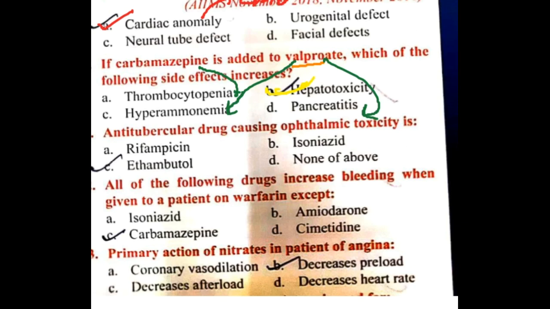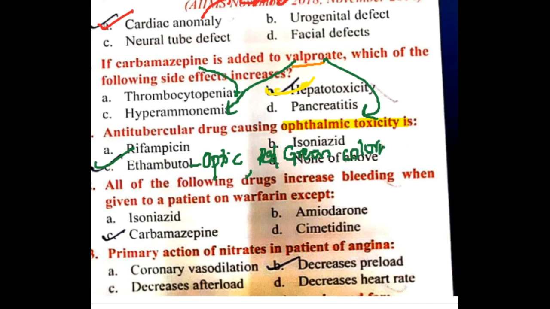Okay, which of the following drugs causes ophthalmologic toxicity? The anti-tubercular drug with ophthalmic toxicity is ethambutol, causing optic neuritis, and it also causes red-green color blindness. Optic neuritis and red-green color blindness are caused by ethambutol.